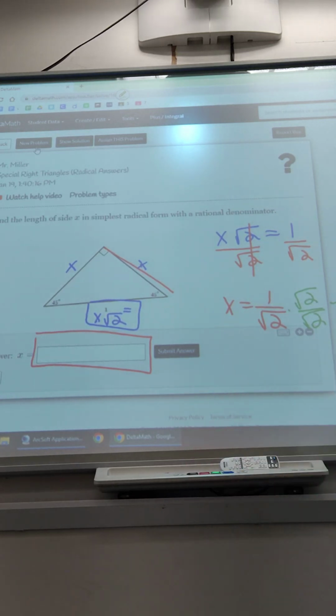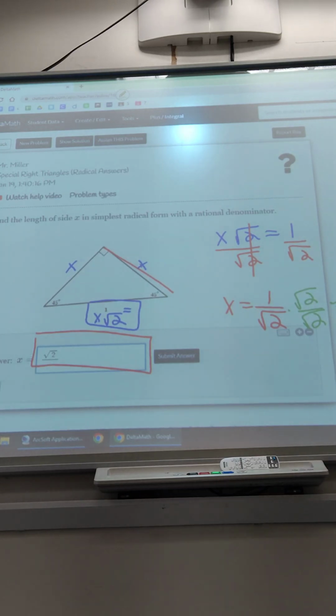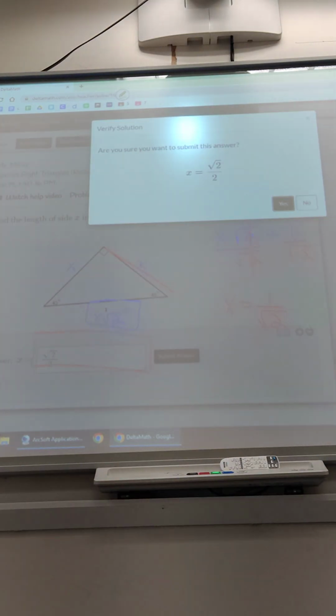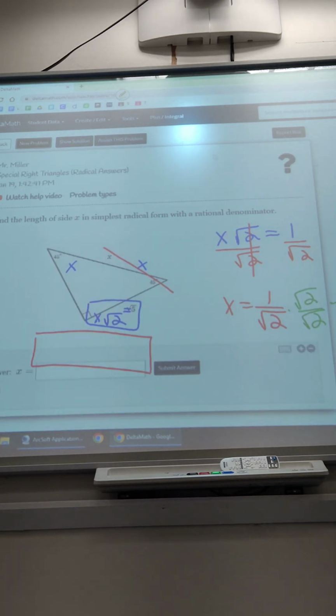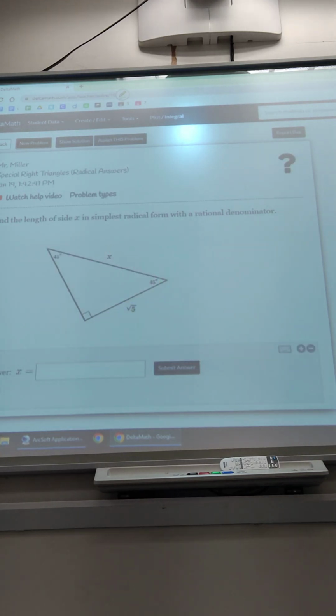So it's okay if I get this wrong, I mix it up. Let's see, this is square root of 2 over 2, boom. Okay, there you go. All right, let's see if we can get something a little different here.